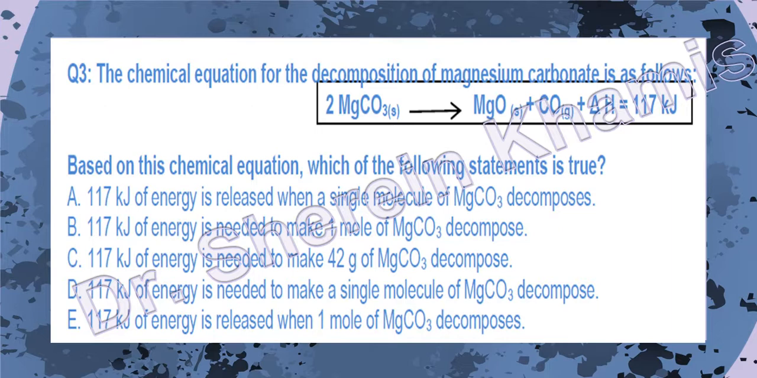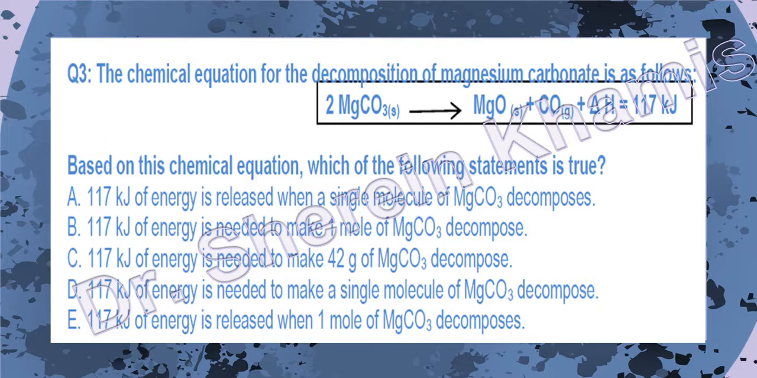We will continue until we reach the end, in case another one is right. We have: 117 kilojoules of energy is needed to make 42 grams of MgCO3 decompose. 117 kilojoules of energy is needed to make a single molecule of MgCO3 decompose. Here we have: 117 kilojoules of energy is released when 1 mole of MgCO3 decomposes. Okay, there is no clear one here.